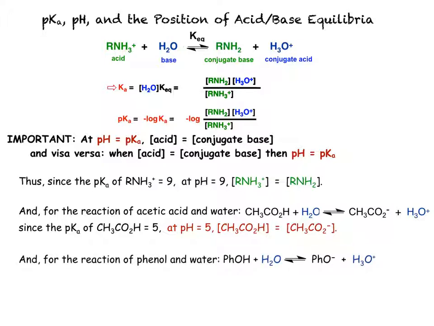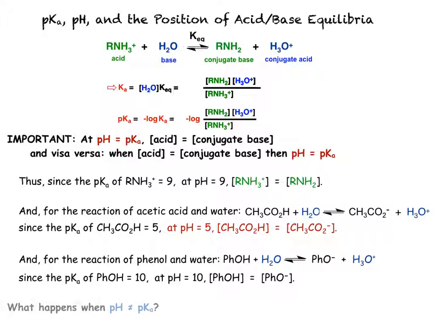And for the reaction of phenol in water, a little bit different. The pKa of phenol is 10, and therefore at a pH of 10, we have half phenol, half phenolate, that is the conjugate base of phenol. And so we're able to tell at what pH the acid and its conjugate base will be in equal amounts by just saying at pH equals pKa, the acid and the conjugate base are identical.